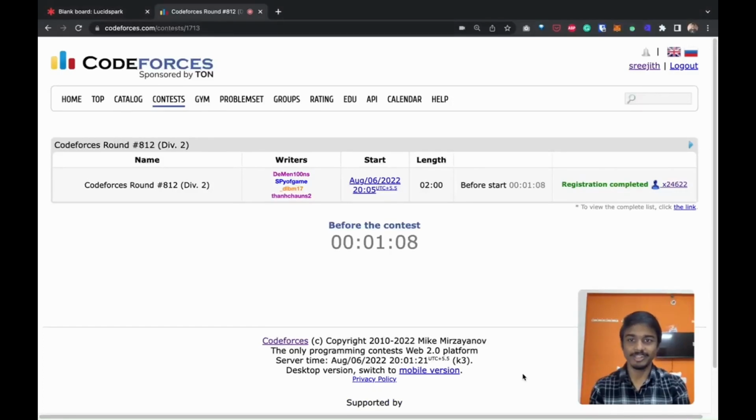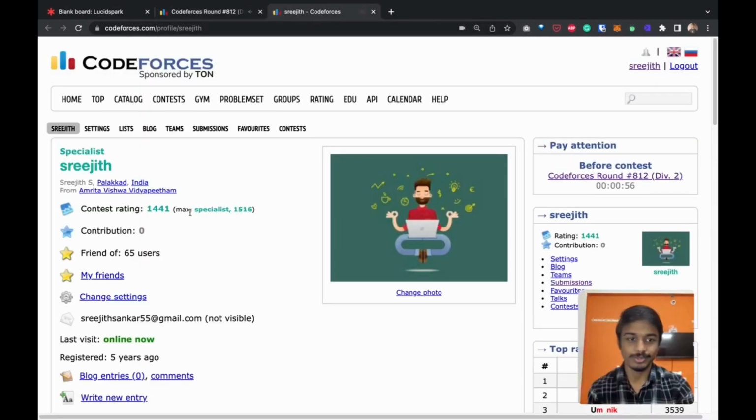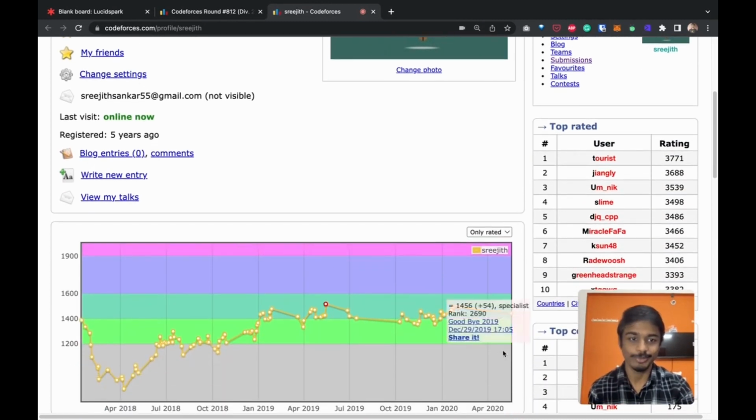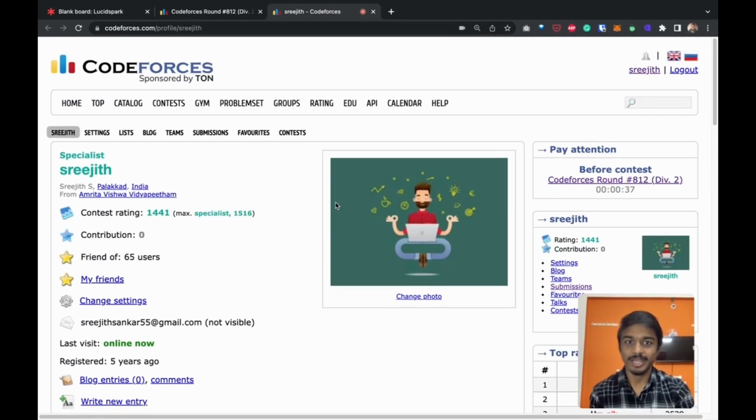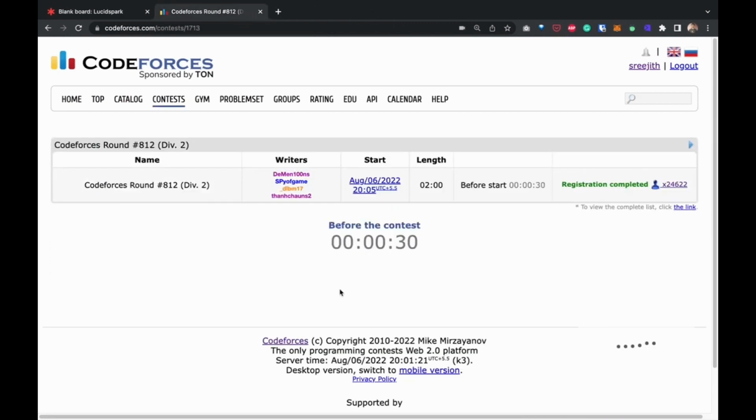Hi guys, today I will be solving Codeforces Round 812, and I think after a very long break I am back to Codeforces solving problems. Right now I am a specialist, so I'm pretty sure after this contest I may go back to pupil or newbie as well. Not surprised, but the last contest I solved was on March 17, 2020. Today is 6th August 2022, so it's been more than 2 years, and I'm excited for it. Let's see, did I lose the touch or am I in form?